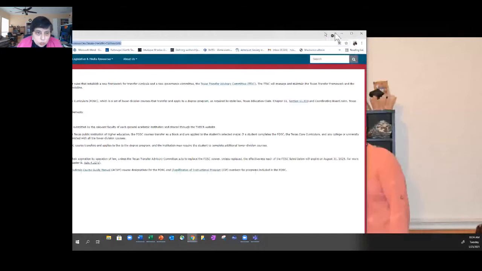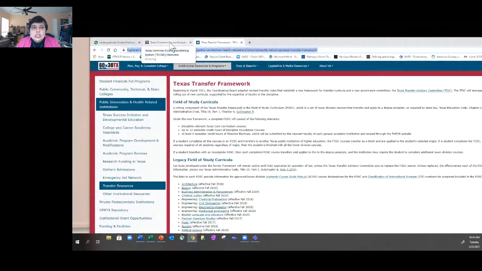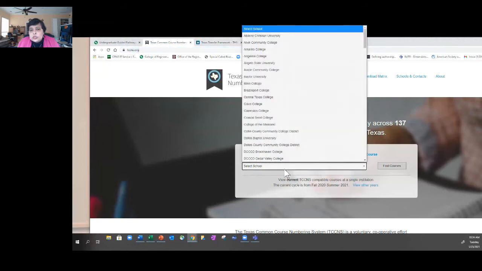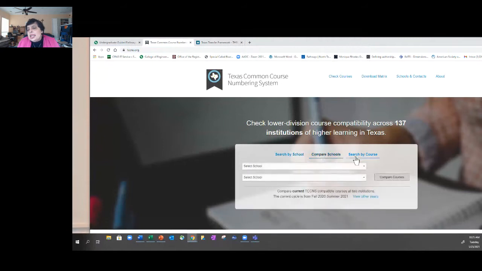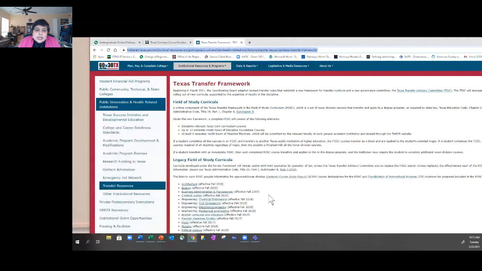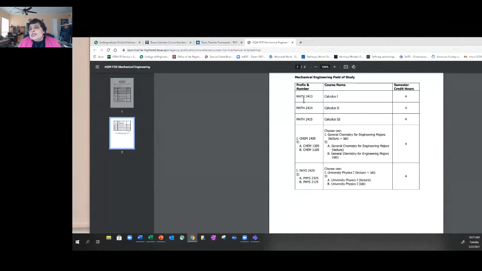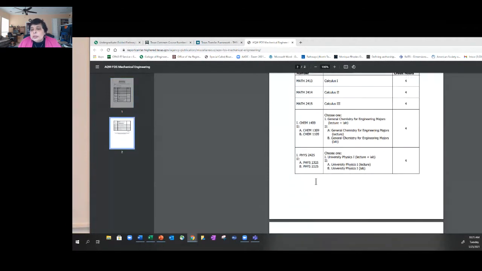All right. So in the state of Texas, to help with the community college transfer, we have two things. We have the Texas Common Course Numbering System, and that allows you to search for schools, compare schools, and search by course. This allows you to find courses which are common to our degree plans, and it crosses all across the state of Texas. In particular to the College of Engineering, as well as a few other departments, the degrees have the Texas Transfer Framework, which is a really helpful system that allows you to see what we call the field of study. So for mechanical engineering in particular, you have these common core courses, and they would apply to the mechanical engineering degree plan.